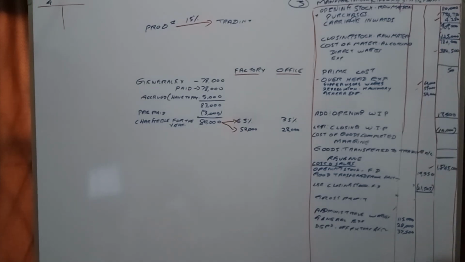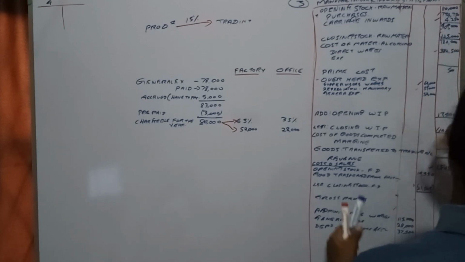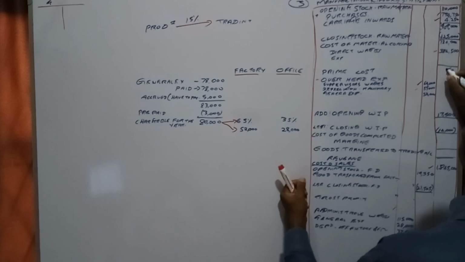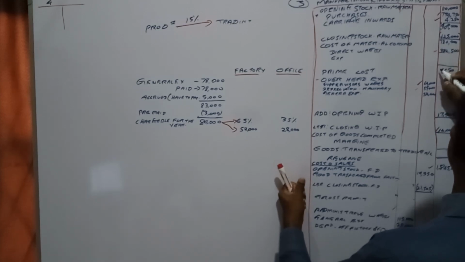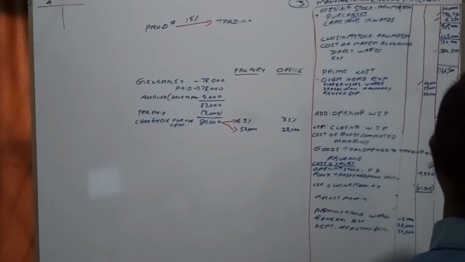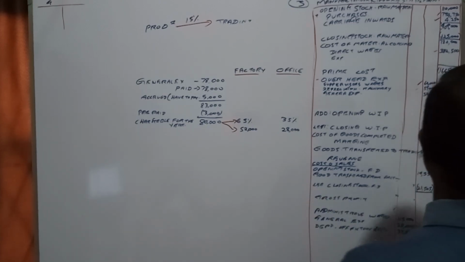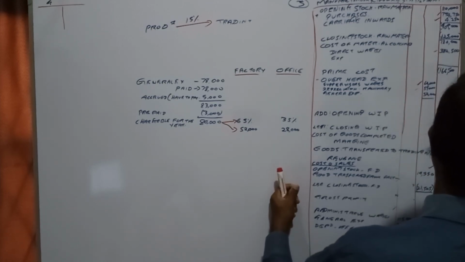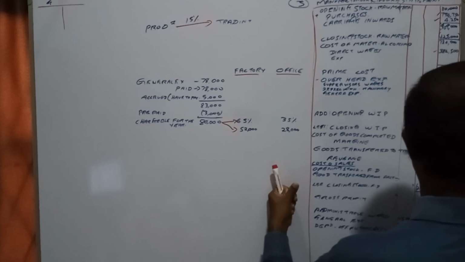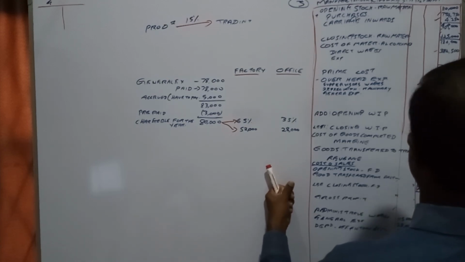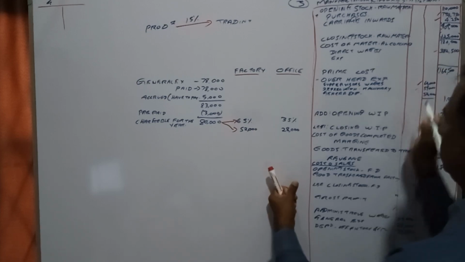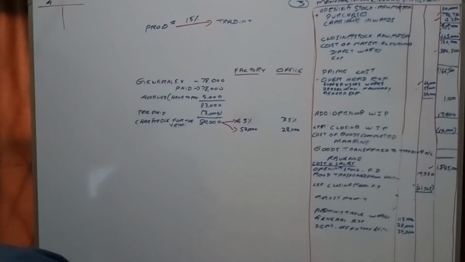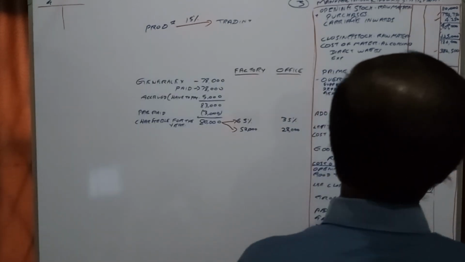If you add this one, 500 and 6, 16, 1, 8, 1,166,500, right? Factory overheads, you had to add it and see how much. 1, 55,000. Depreciation, how much? 55,000, right?